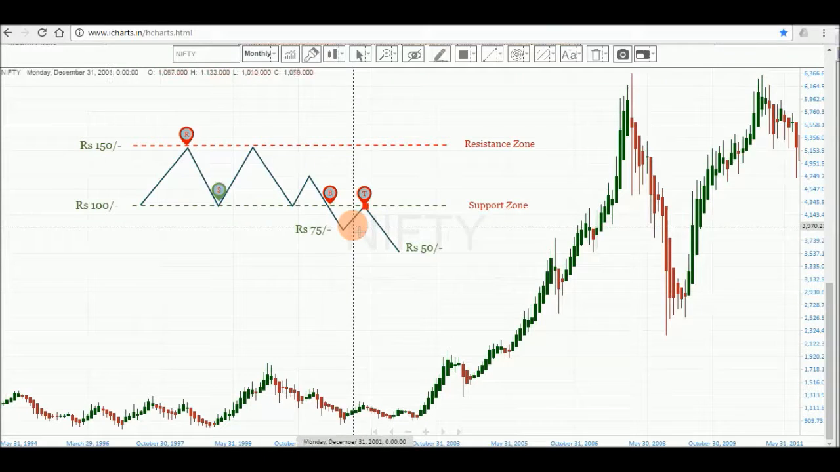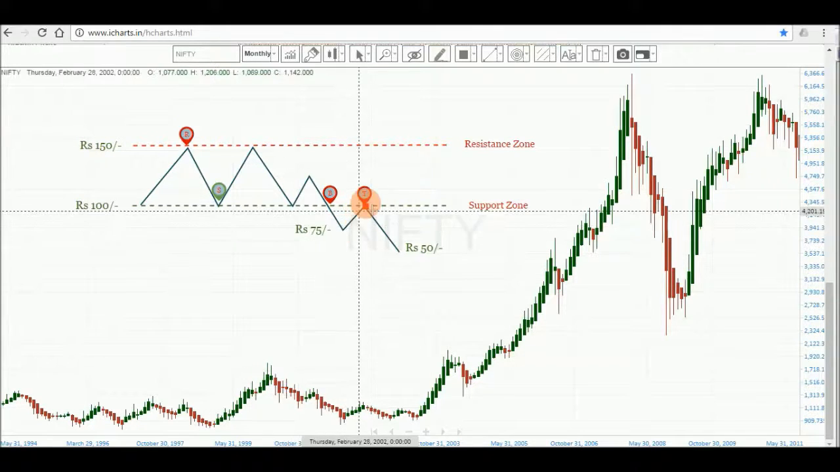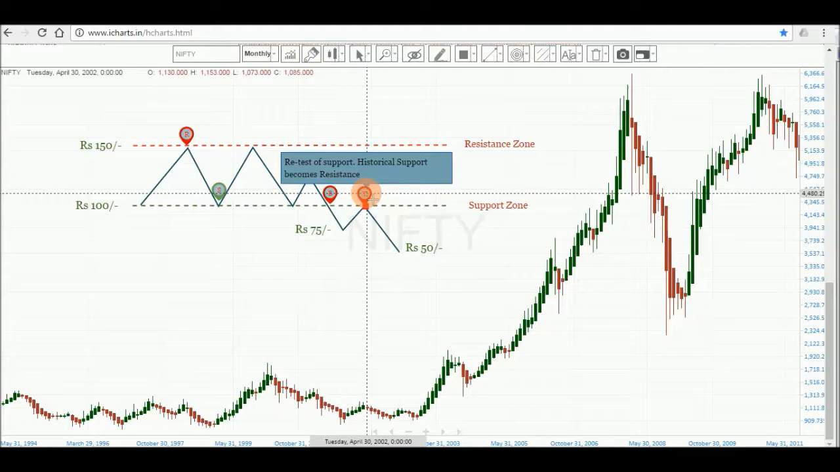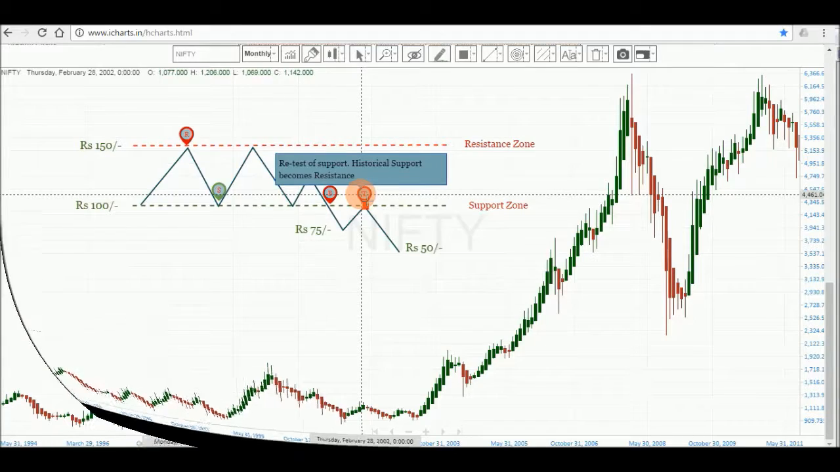Now it is very natural in this market to retest the last major support level to see if the buyers are ready to buy above the last support. If the sellers overpower the buyers at this level, then it can be safely stated the previous support level of 100 rupees has now become a resistance.